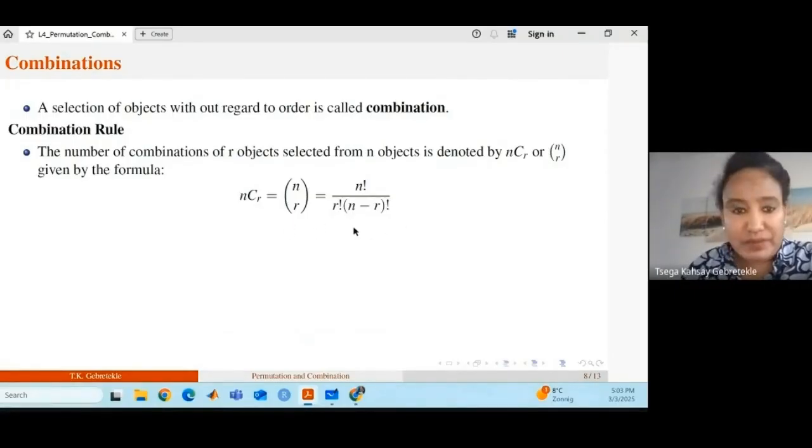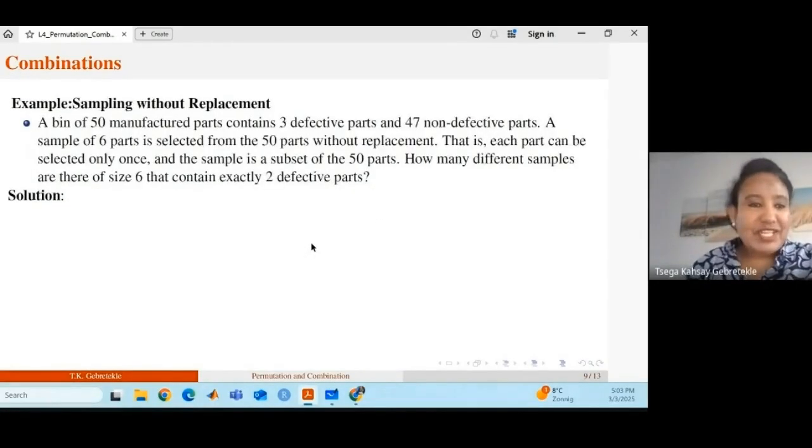We use this formula. N combination R, we can use either this expression or this expression, is given as n factorial divided by r factorial times n minus r factorial. Let's consider an example.